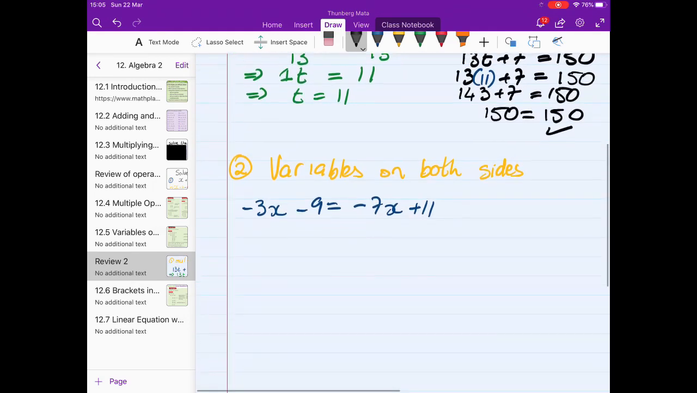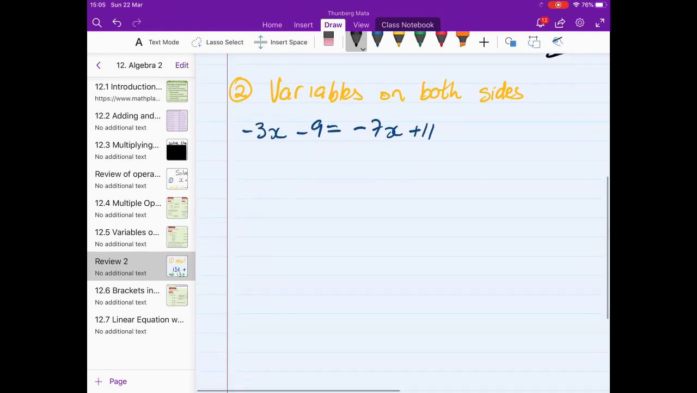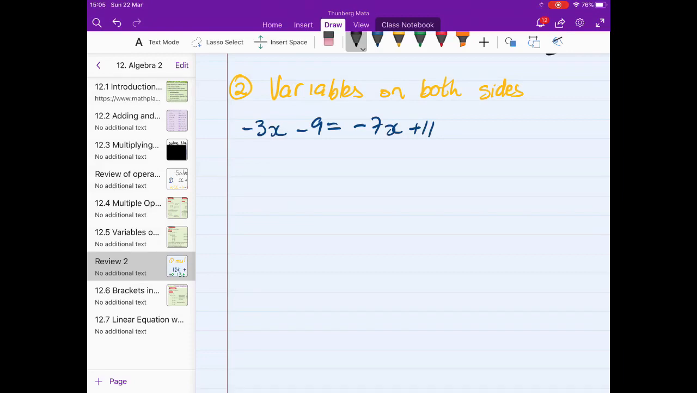The other type of equations that we looked at were equations where we had variables on both sides. So when we have variables on both sides, our rules are much the same. We can see at the start we have a minus 3x on the left-hand side. That's where we want it to be. We have a minus 9 on the left-hand side of the equals. We'd prefer if that was on the right. We have a minus 7x on the right-hand side. We'd prefer if that was on the left-hand side.